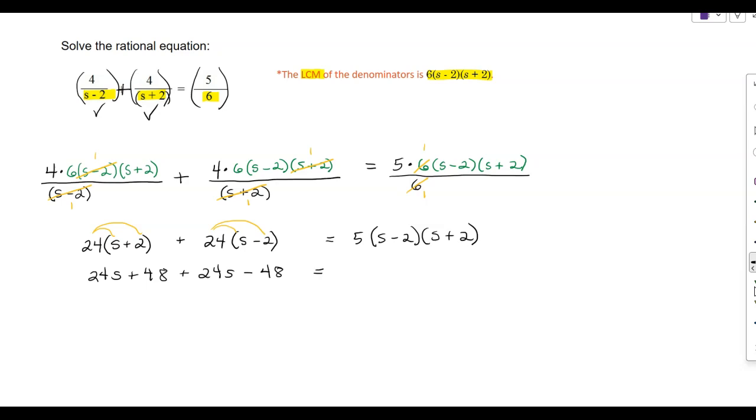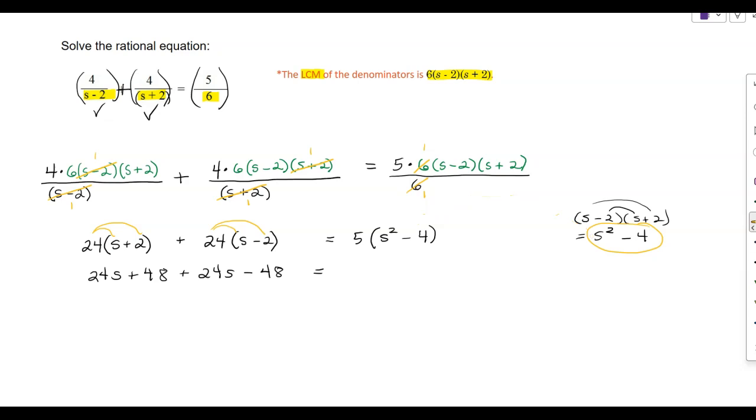Now over here on the right side, I'm going to take care of this first. s minus 2 times s plus 2 is going to be what? FOIL, right? s squared. Look at that, it's the difference of 2 squares. Those inner terms cancel, and you end up with a minus 4. So that worked out very nicely. Let's go ahead and put that right back in here where it goes.